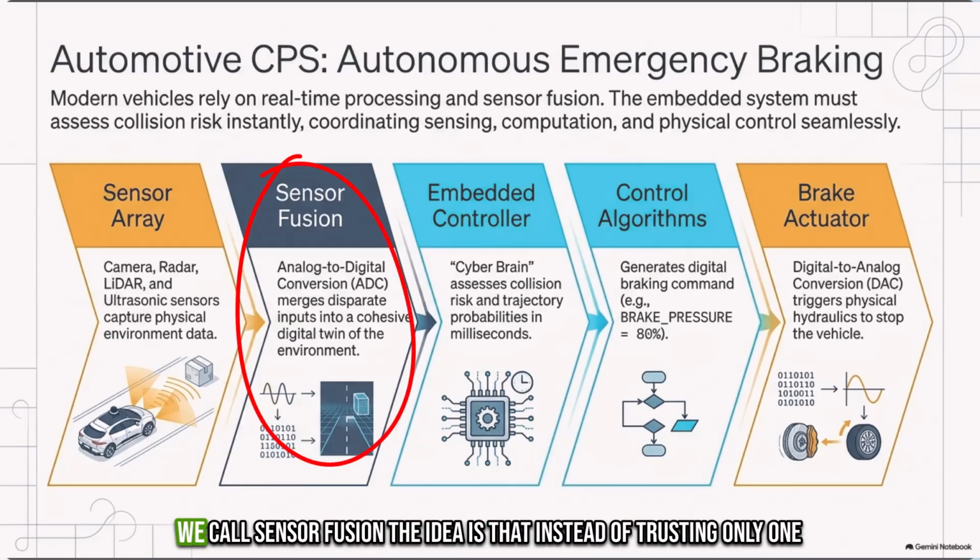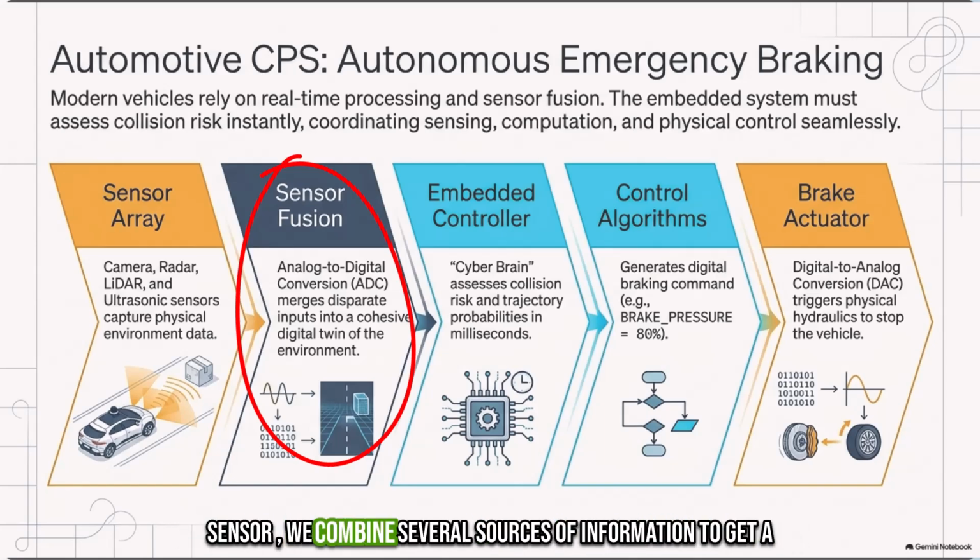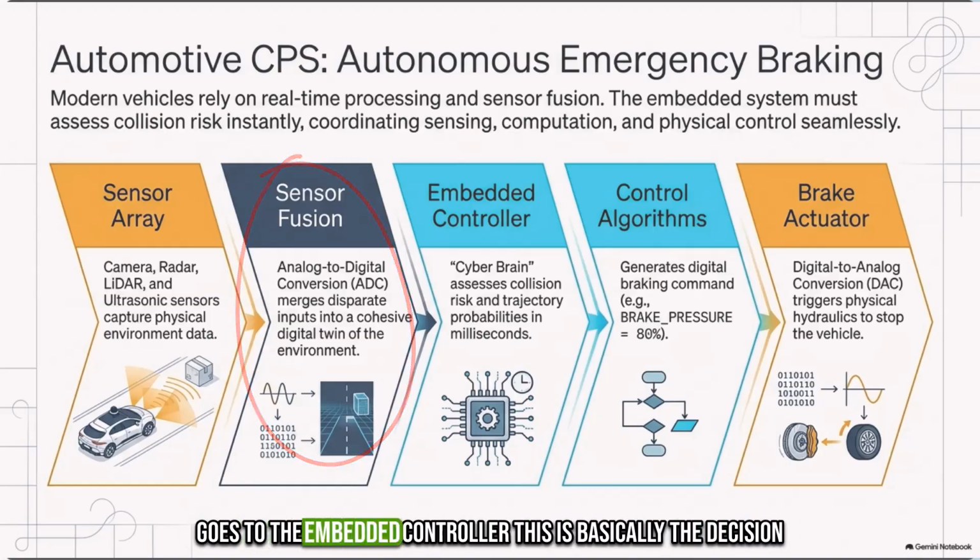Then we combine these measurements. This is what we call sensor fusion. The idea is that instead of trusting only one sensor, we combine several sources of information to get a better understanding of the environment.